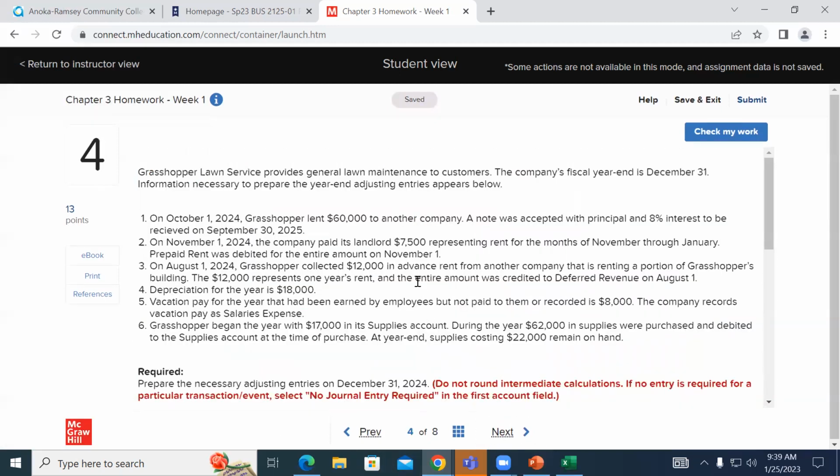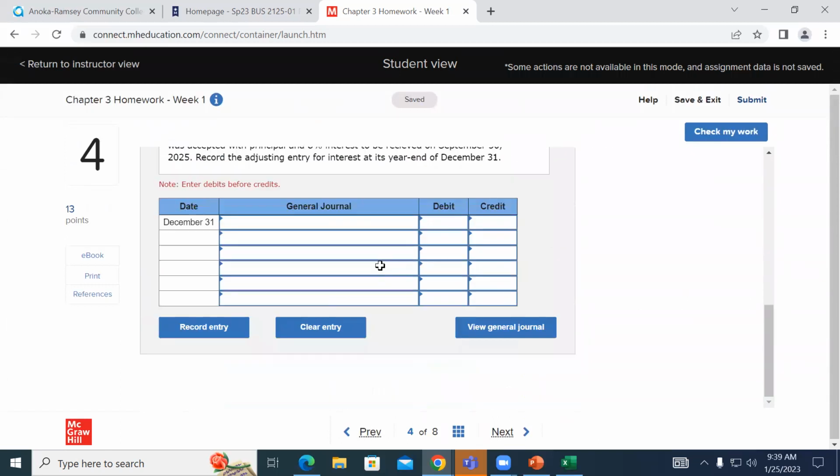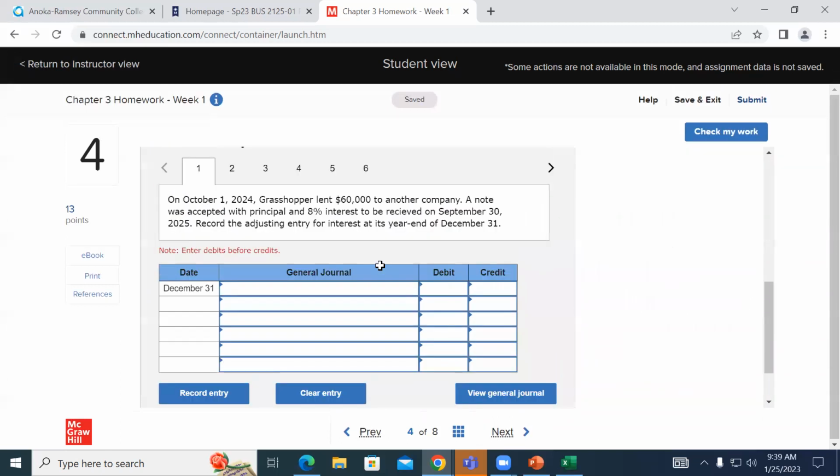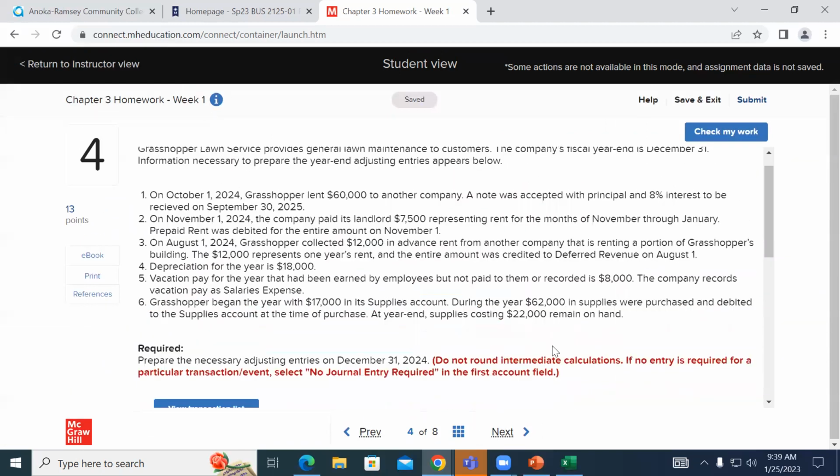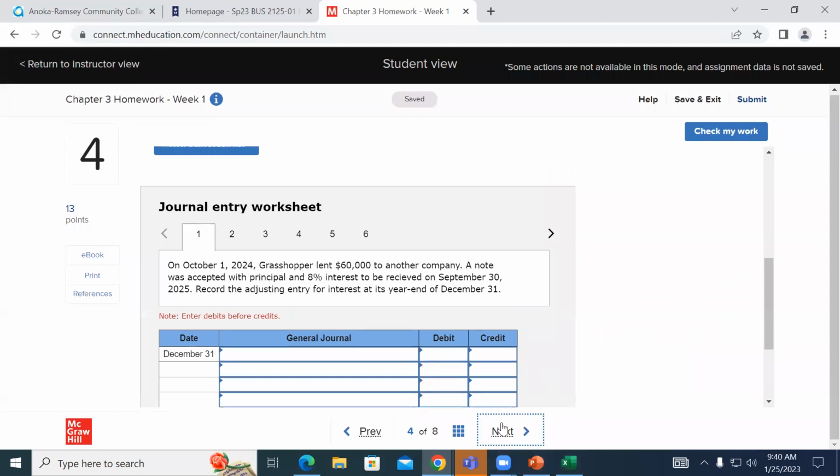You're going to do the same thing here. The job is to learn how to go about processing these journal entries, okay? Same concepts. Next.